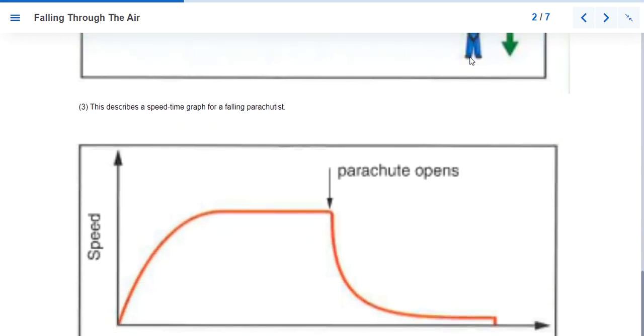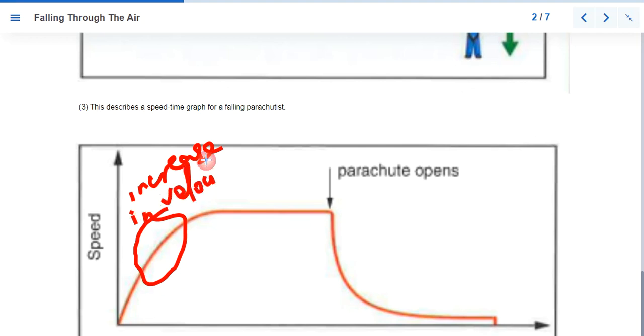Now, speed is in relationship with time. From the graph, we can see that while the body is falling from the plane, this place from the graph indicates an increase in what? Velocity. Increase in velocity. While this area shows what? Steady speed.